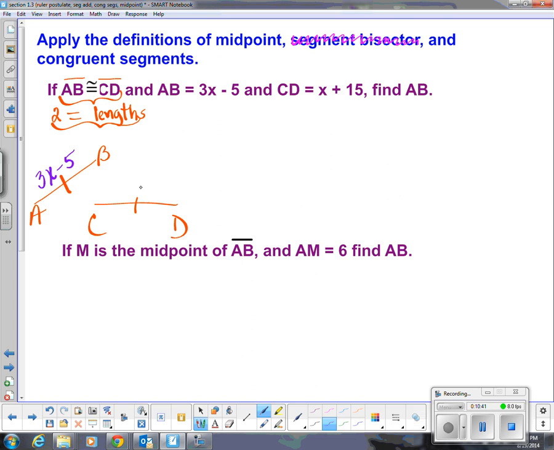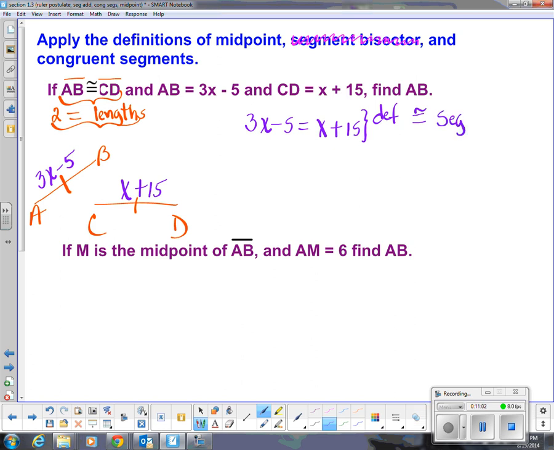Now, if AB is 3x minus 5, then I'm going to put 3x minus 5 on that segment. CD is x plus 15. I'm going to put it on that segment. What do these marks mean? These marks mean that 3x minus 5 equals x plus 15. Now, I want you to justify. Why did you write that equation? What told you to? And it had to do with the definition of congruent segments.